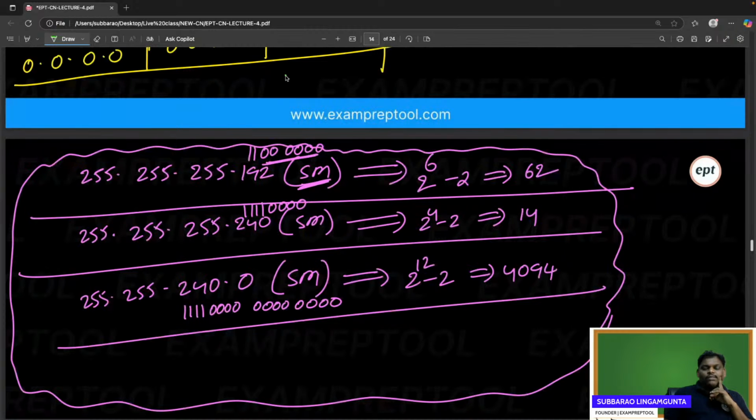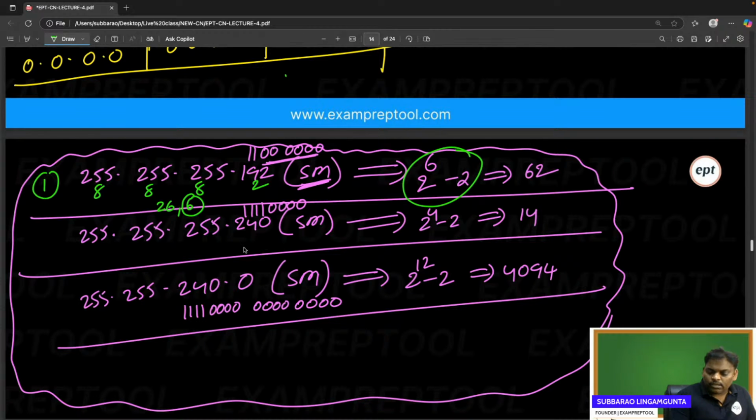Now give the answer. In the first one, how many ones are there? 8, 8, 8, I think it is 2. So 24 plus 2, 26. 26 ones are there. And one more thing is 6. 6 zeros are there. 6 zeros means host purpose.